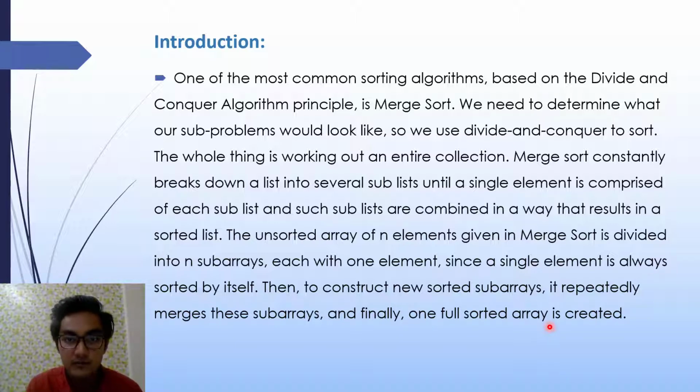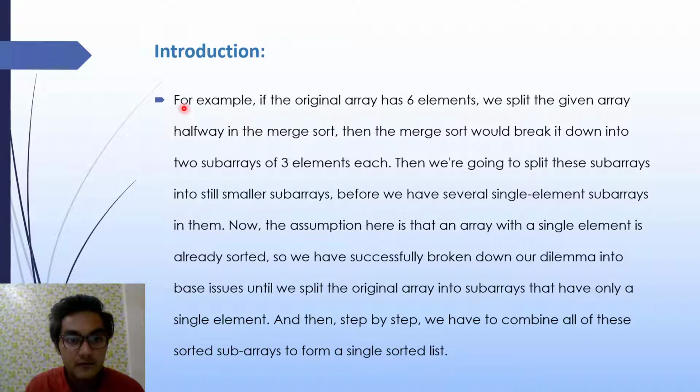So this is the merge sort mechanism, how merge sort manages the sorting. So now we can see an example. If the original array has 6 elements, we split the given array halfway in merge sort. Then merge sort would break it into 2 subarrays of 3 elements each. Then we split these subarrays into still smaller subarrays, until we have single element subarrays. The assumption here is that an array with a single element is already sorted.